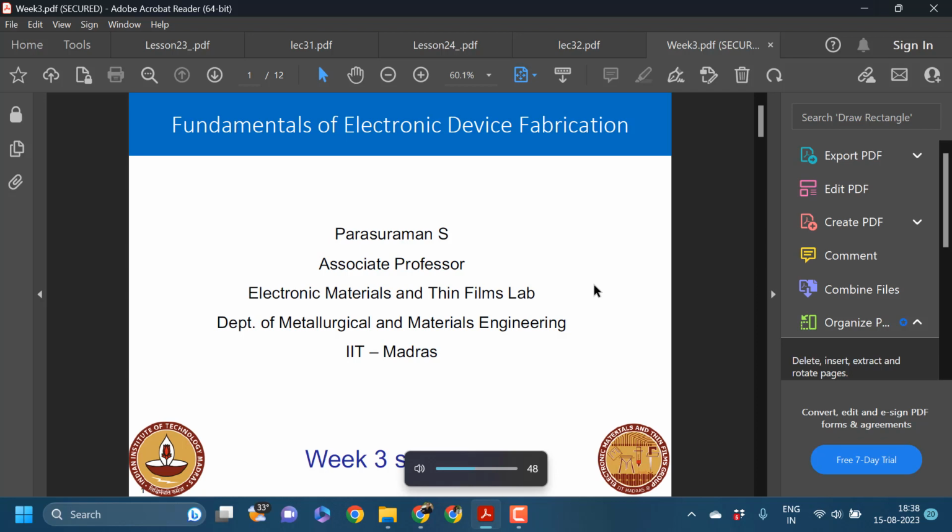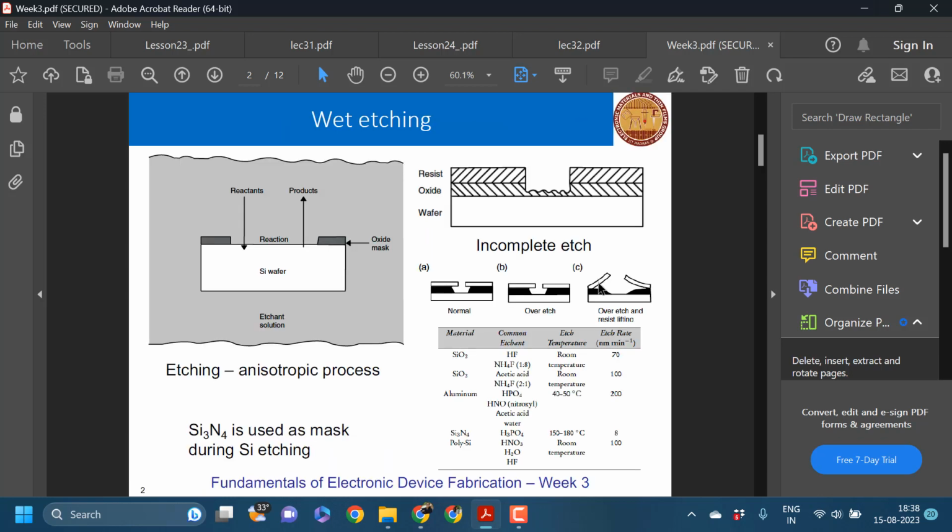Okay, so in the third week of fundamentals of electronic device fabrication, you had gone through what was etching and deposition. Then you went on to see IC device overview, etc. So first we'll start with etching and deposition, right? So what is meant by etching? Can anybody tell me as a recap? In simple terms, what is etching? It's a very direct question.